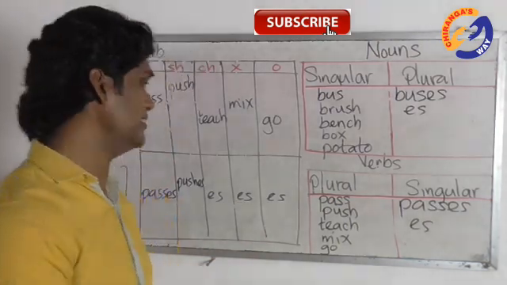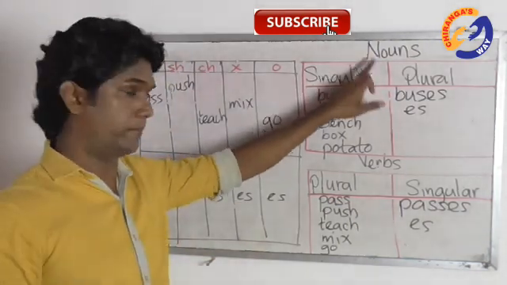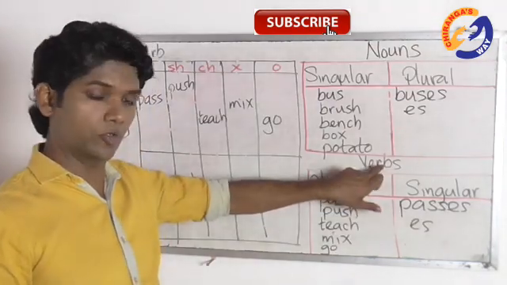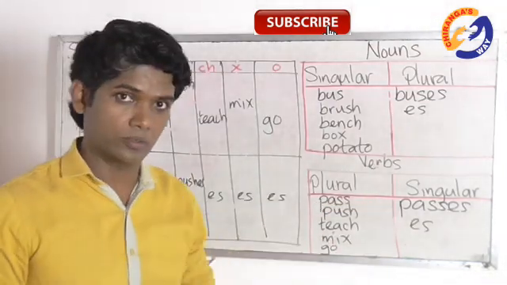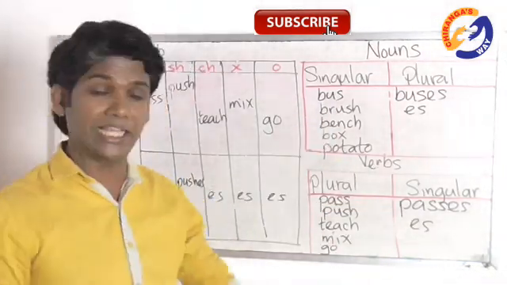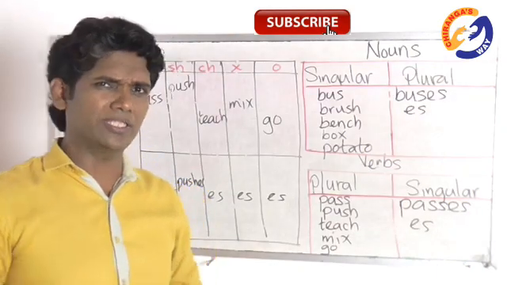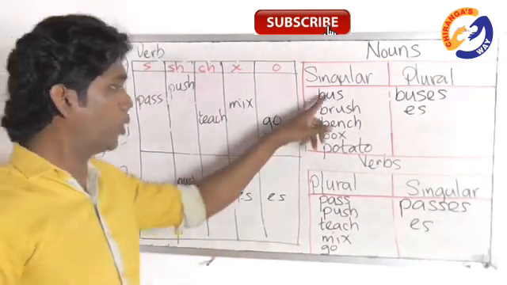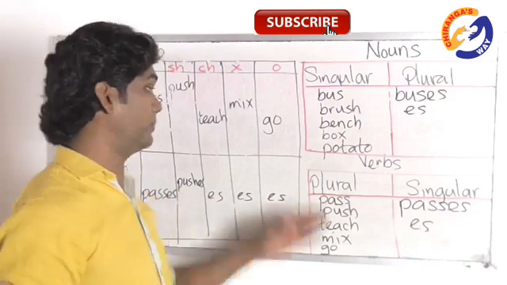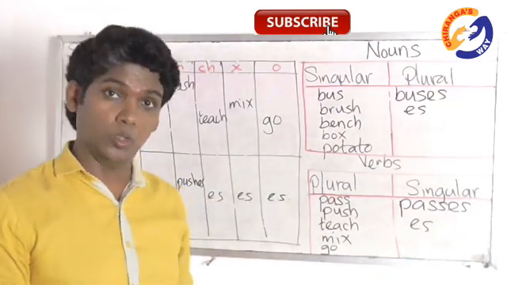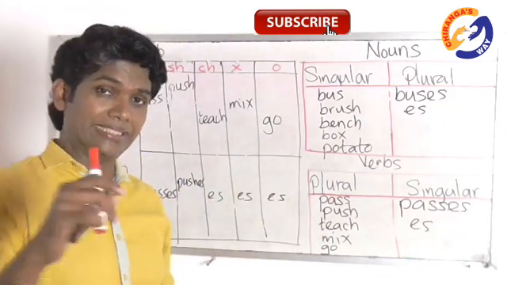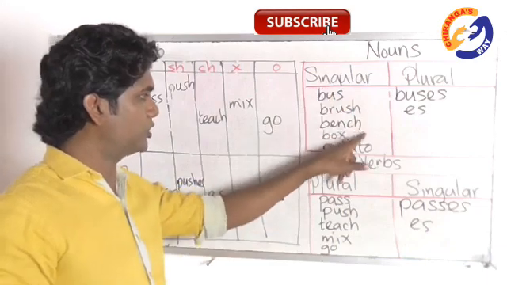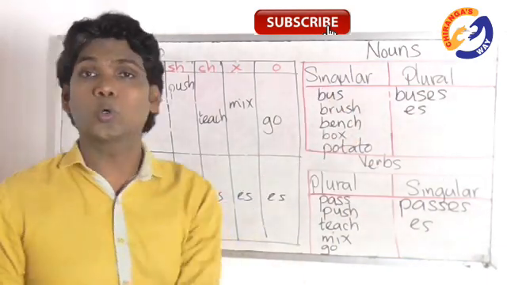So what was our lesson? To make a noun plural, to make a verb singular, what we did was add es. What is the point? Why did we do that? Because the word, maybe a noun, maybe a verb, ended in s, sh, ch, x, or o.